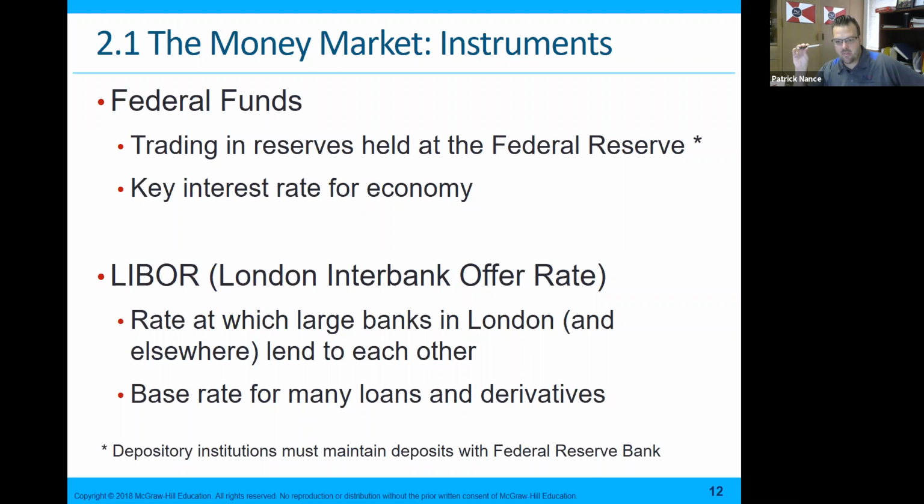Most mid-sized and smaller banks have enough money, so they don't have to borrow from the Fed too frequently. But larger banks that deal in very large transactions, it's not uncommon for them to have to borrow federal funds.